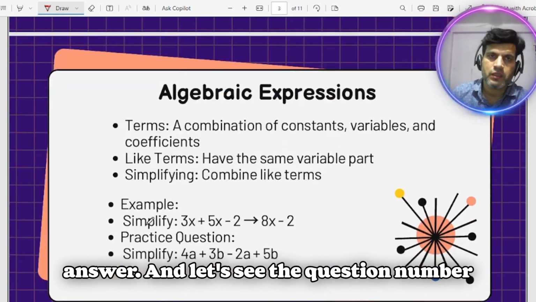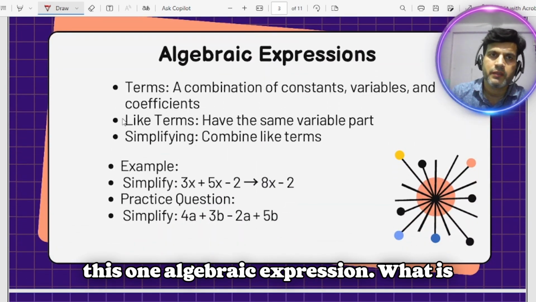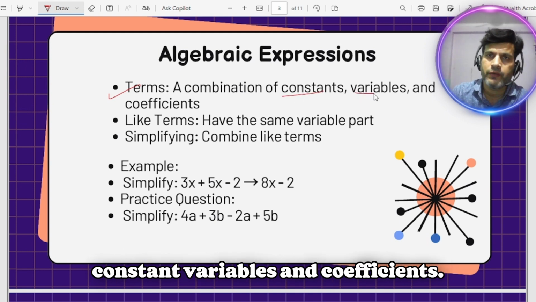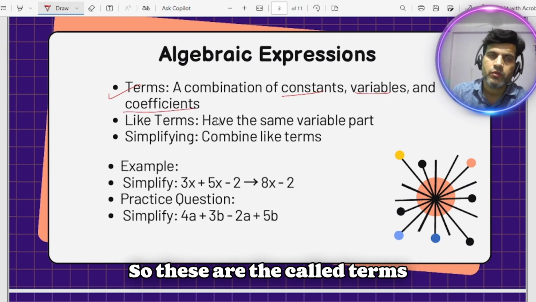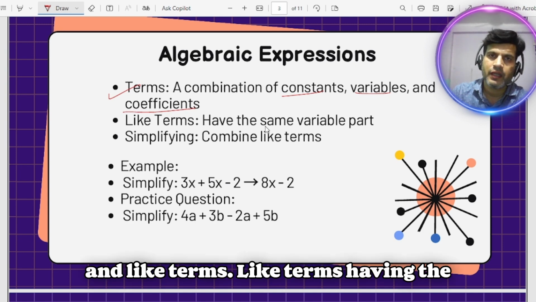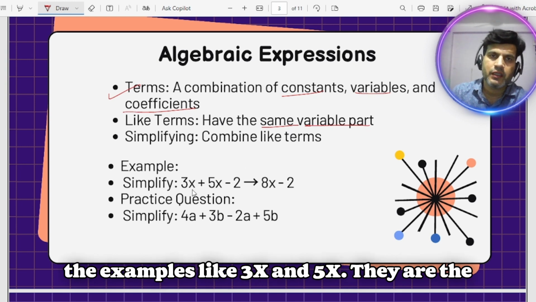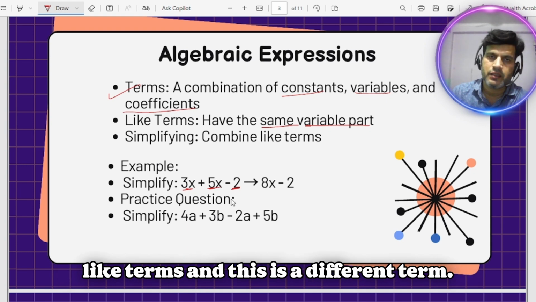And let's see the next question, algebraic expression. What is a term here? A term is a combination of constants, variables, and coefficients. So these are called terms. And like terms have the same variable part. Here you will see examples like 3x and 5x. They are like terms. And this is a different term.